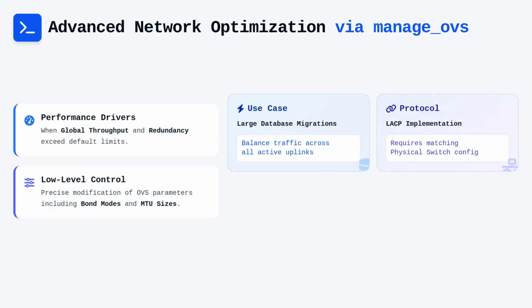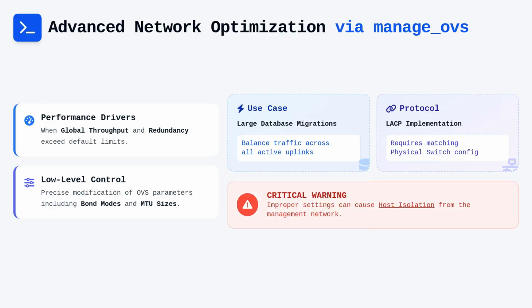The Manage VMs command allows for the implementation of LACP, or Link Aggregation Control Protocol, which requires corresponding configuration on your physical switches. You must be precise with these command line changes, as improper settings can lead to host isolation from the management network. Always validate connectivity after applying these parameters to ensure the link state remains stable and performant.